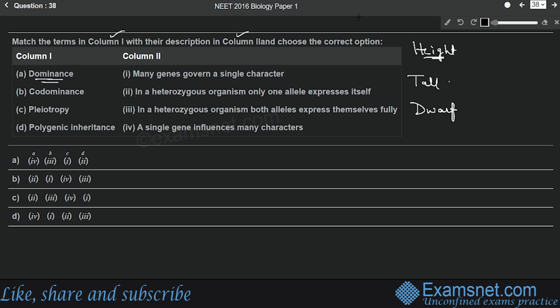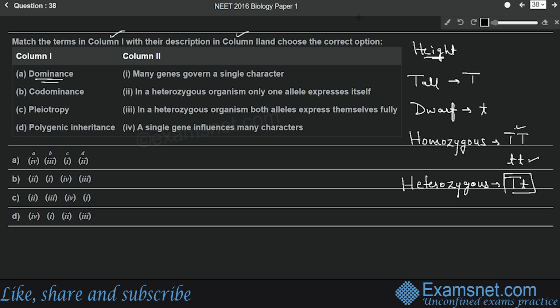Now suppose the allele for tall is capital T and that for dwarf is small t. So in a homozygous organism, only one type of allele will be present. That means either capital T or small t. So capital T, it is quite obvious that it will show tall character, whereas small t will show dwarf character. But what will happen in case of heterozygous organism? In this case, both the alleles will be present. That means capital T and small t both.